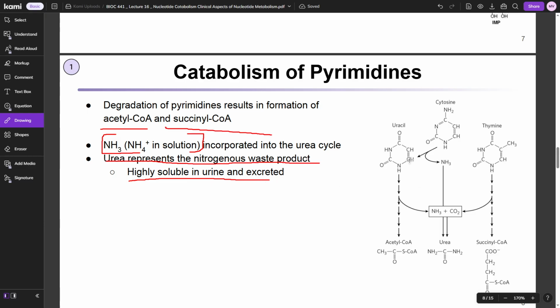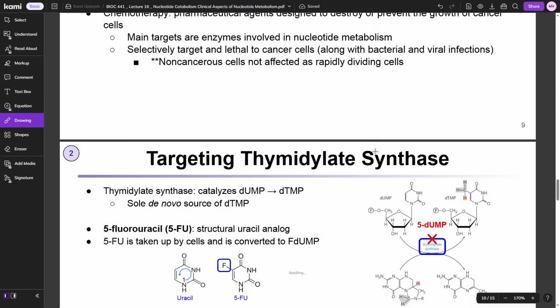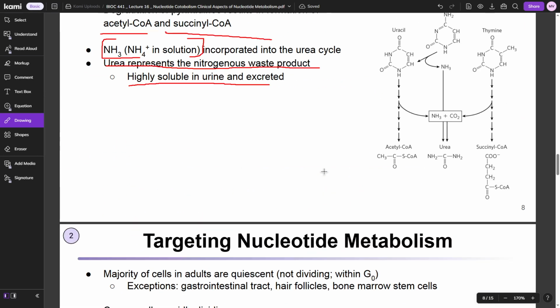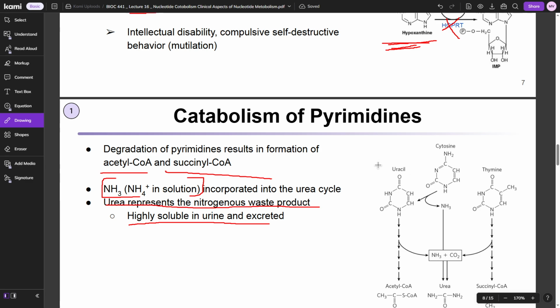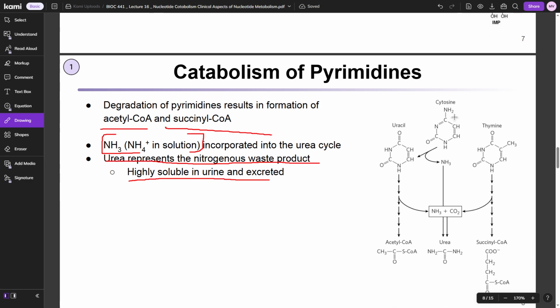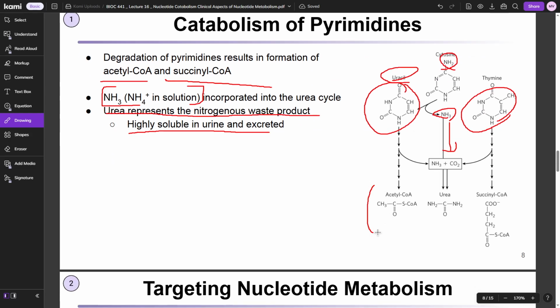So we can see here, I want to talk about this real quick, but I don't know if you have to know the exact ins and outs of this. Yes, they do talk about it a bit more down here, I think. But if we look here, we can remove this nitrogen to turn the cytosine into uracil, right? And then this nitrogen just gets added to urea. And so what we do then is use the carbons from uracil and from thymine to make acetyl-CoA and succinyl-CoA.